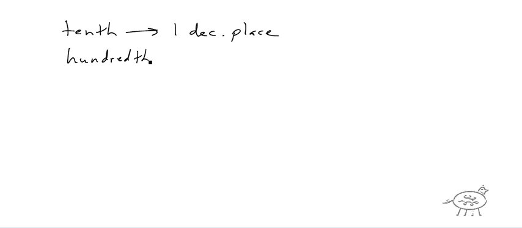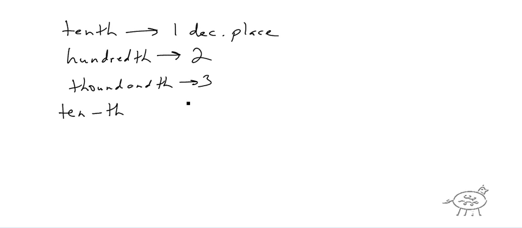If I ask you to round to the nearest tenth, that's one decimal place. Hundredth is two decimal places, and thousandth is three decimal places. Ten-thousandth is four, and you keep going. Hundred-thousandth is five, whatever. So that's important there. Now let's talk about actually rounding.